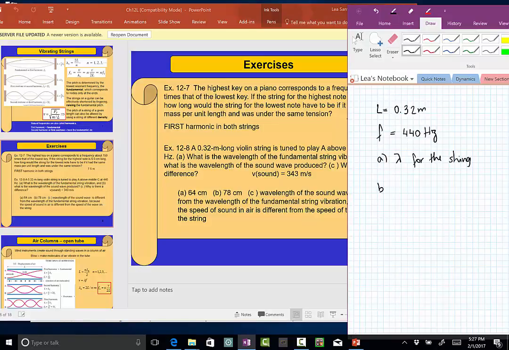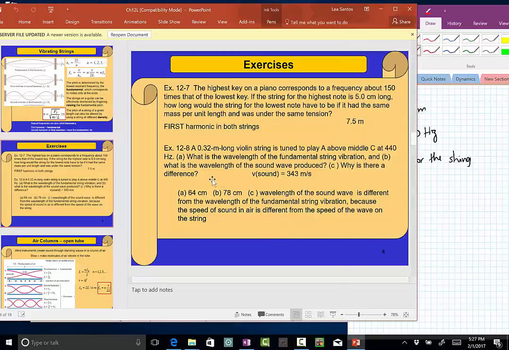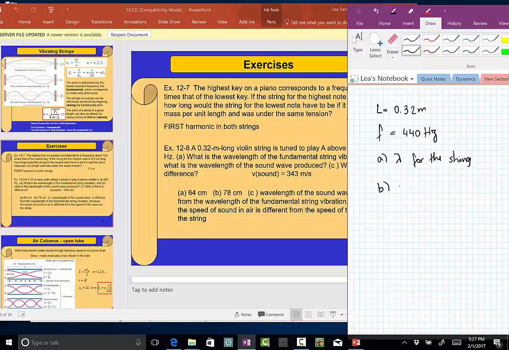And let's see part B. Part B is, what is the wavelength of the sound wave? Okay, so what is the wavelength of the sound wave?